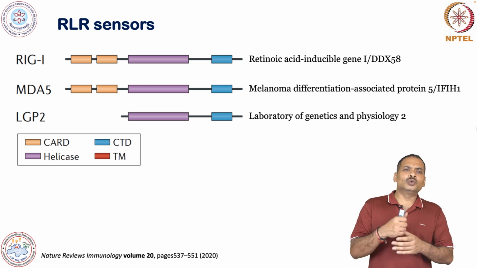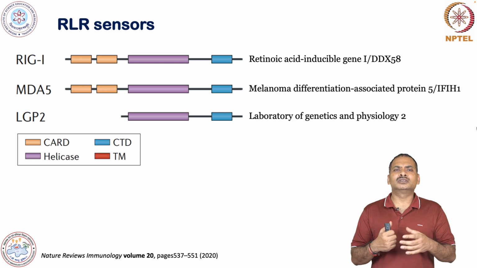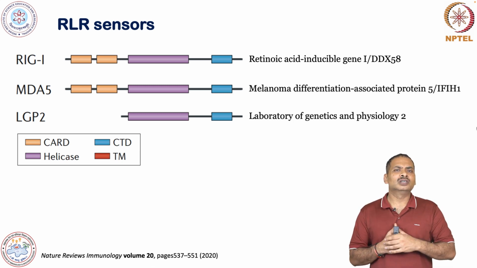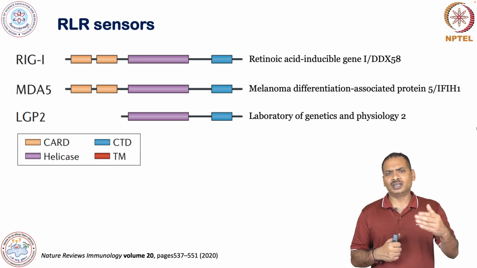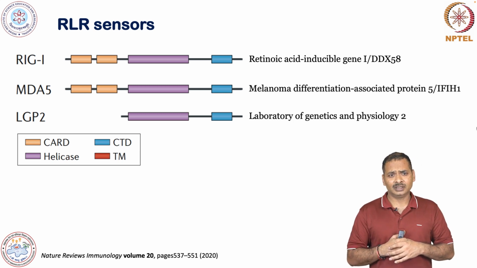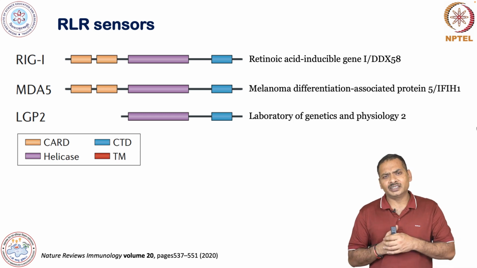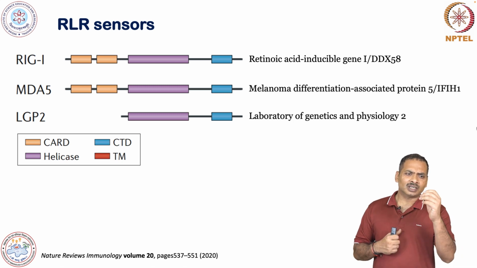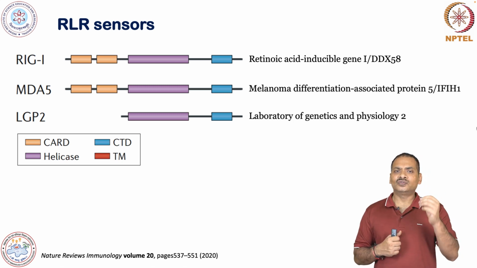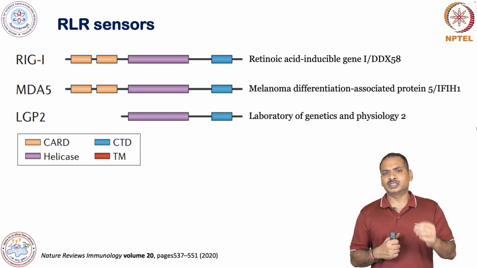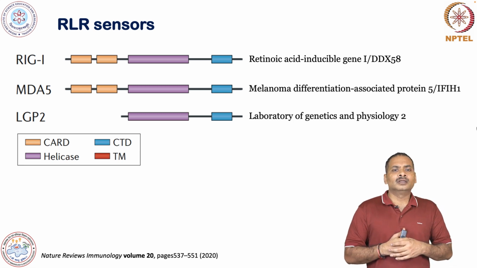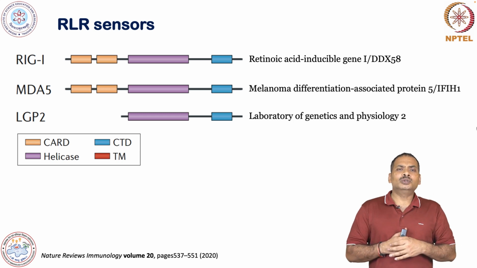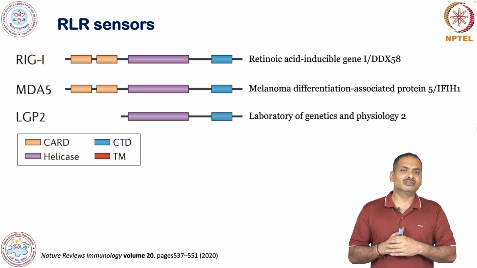So, when this molecule was identified, people thought that this molecule is a kind of negative regulator of RLR pathway signaling, because this can bind with the ligand, but this cannot transduce the signal. Please note, the CARD domain is needed for the activation of downstream signaling. So, since this LGP2 does not have a CARD, people thought that this is maybe a negative regulator.